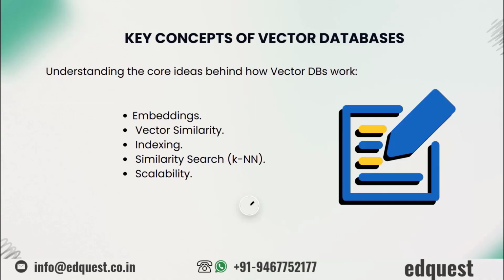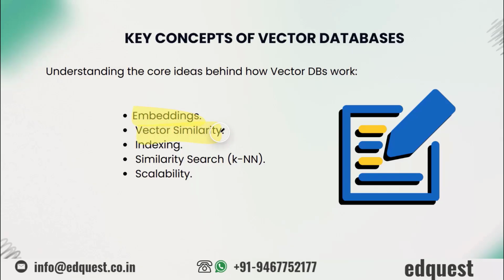Let's now look at the engine behind all this, the key concepts that make a vector DB powerful. First one is embeddings. We talked about this. Embeddings are numerical vectors that represent data like text, image, or audio. They are created by models like BERT, OpenAI, or Sentence Transformer. There are many models.